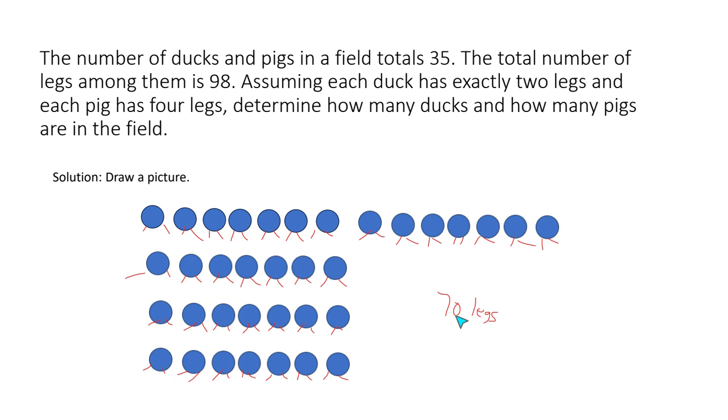So I'm still missing some legs here. I'm going to keep drawing legs until I get to 98. That's what I did on my next slide. I added some more legs until I reached 98 legs. I know that the pigs have 4 legs. So how many pigs do I have? 1, 2, 3, 4, 5, 6, 7, 8, 9, 10, 11, 12, 13, 14 pigs. And so that leaves me with 21 ducks. If I count these 3 rows, it's 21 ducks.